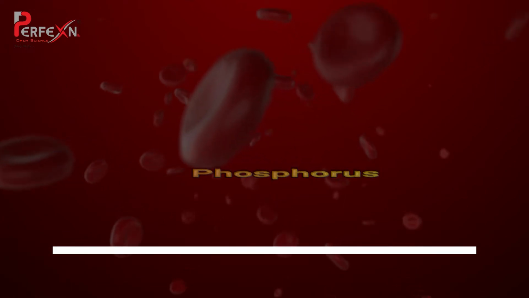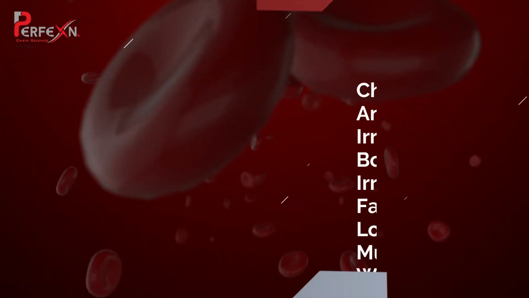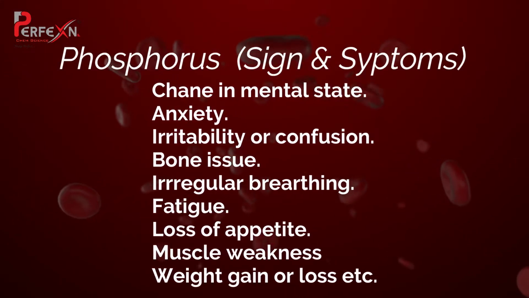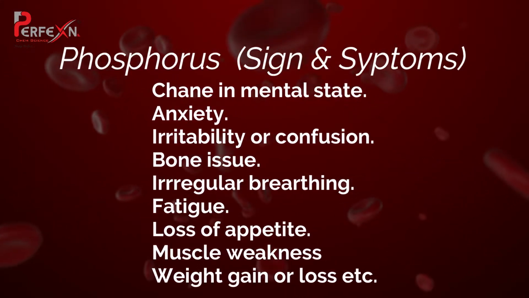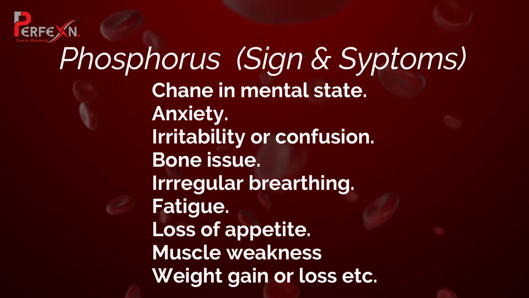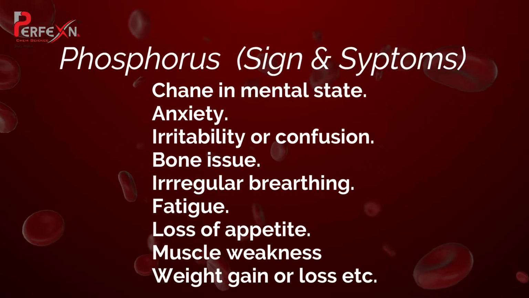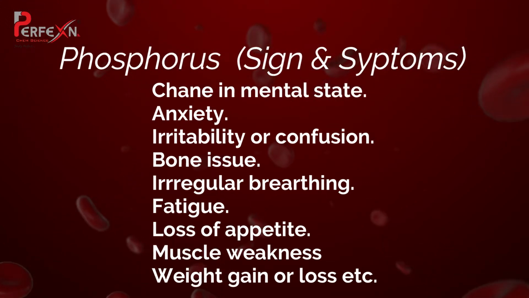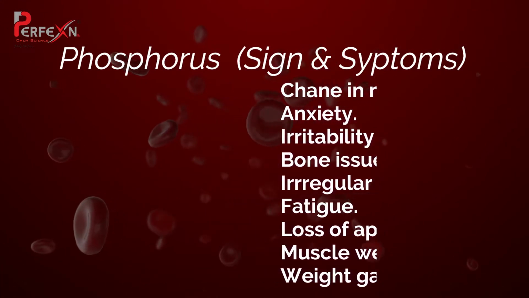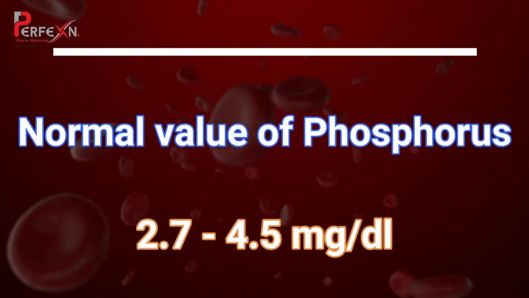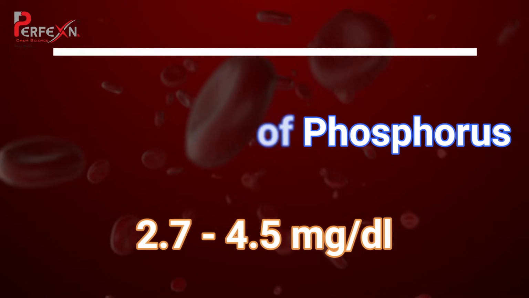The common symptoms for which the phosphorus test is performed are change in mental state, that is anxiety, irritability or confusion, bone issues, irregular breathing, fatigue, loss of appetite, muscle weakness, weight gain or loss, etc. The normal range is 2.7 to 4.5 mg per dL.